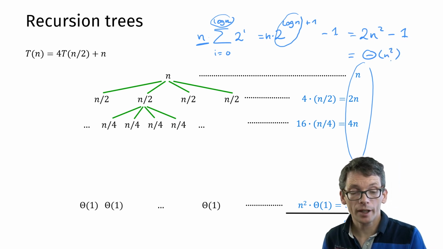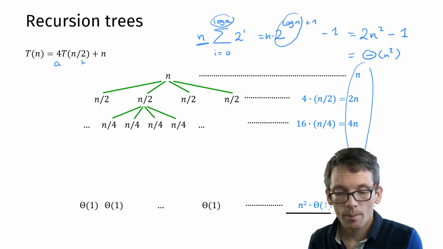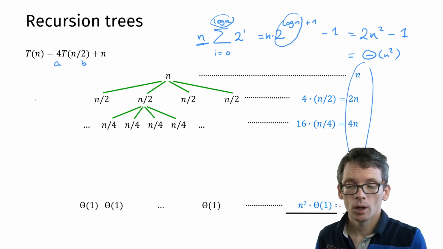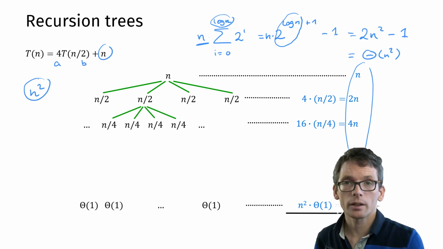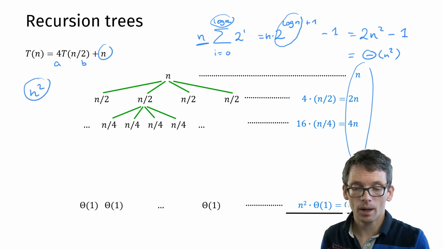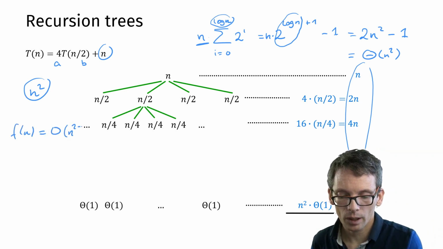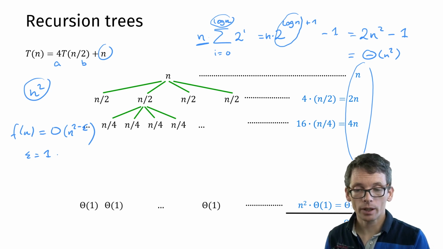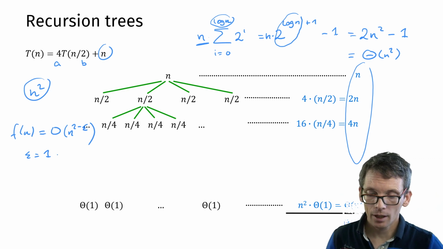And this is what we would also expect from the master theorem, because from the master theorem we have a is 4, b is 2, log a base b is log 4 base 2 is 2. So we're comparing n squared with f of n, which is n. N squared is clearly bigger, even by at least some epsilon, so we can write f of n is in O of n squared minus epsilon for, let's say, epsilon is 1. So case 1 of the master theorem applies, and we get a running time of n to the log a base b, which is order n squared.